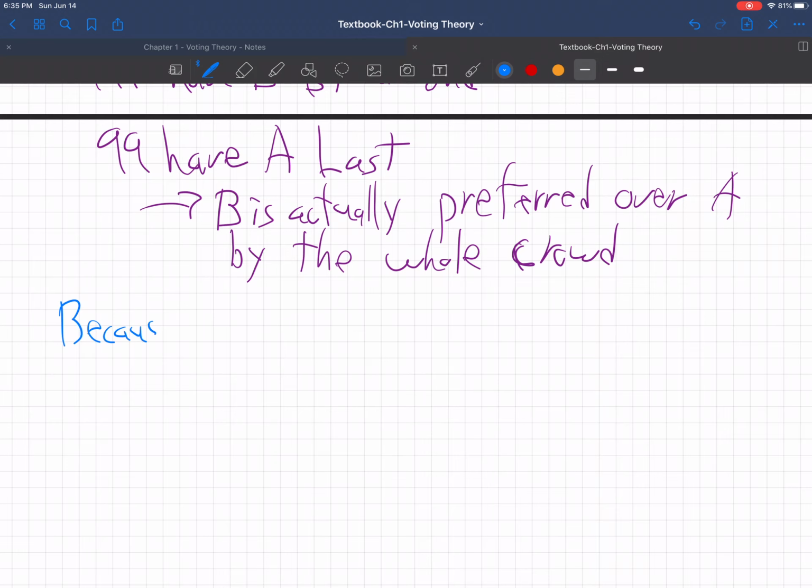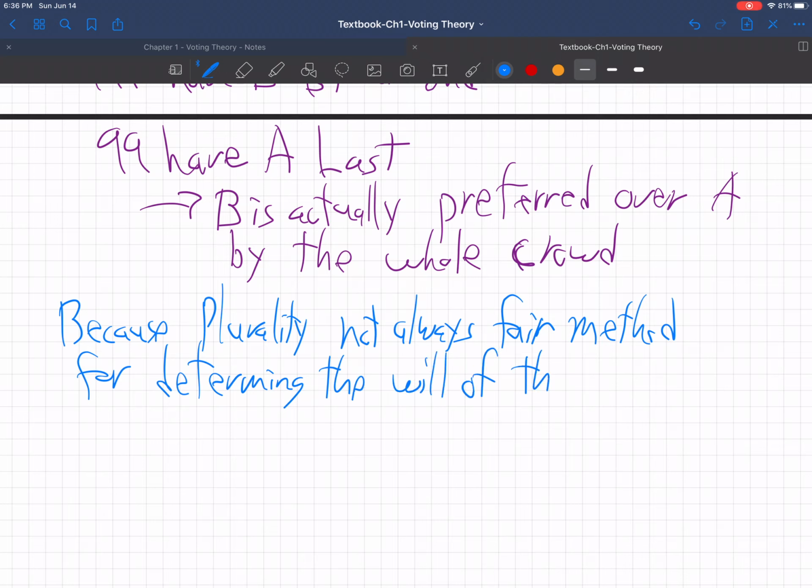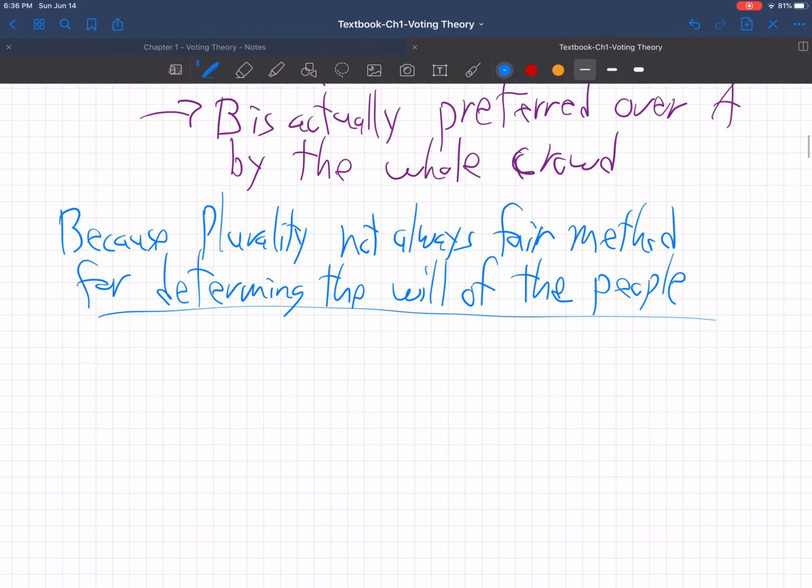Because plurality is not always fair. It's not always a fair method for determining the will of the people. That's the job of a voting method, right? To determine what the crowd wants. So because plurality is not always a fair method for determining the will of the people, as we see in this example, they've come up with some other voting methods.